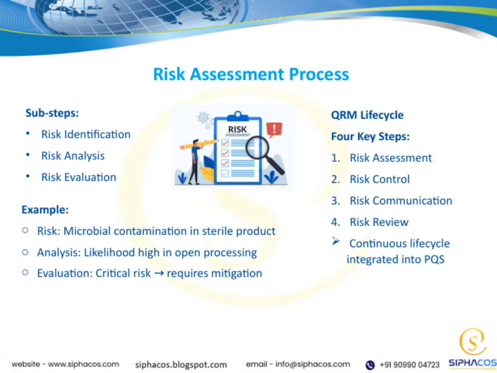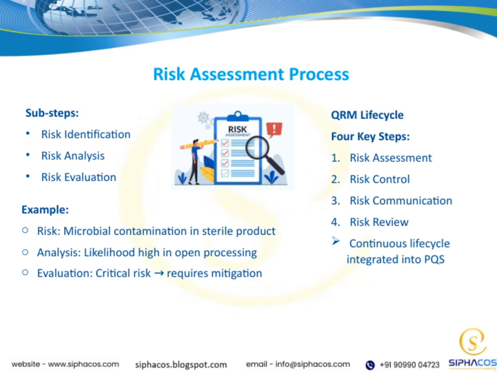Let's take a closer look at the QRM lifecycle, which is essential for managing risks effectively throughout the product lifecycle. It consists of 4 key steps: risk assessment, risk control, risk communication, and risk review. These steps are interconnected and form a continuous cycle that helps us identify and mitigate risks proactively. It's important to remember that this life cycle is integrated into our pharmaceutical quality system, or PQS, ensuring that risk management is a core part of our quality approach rather than a one-time activity.